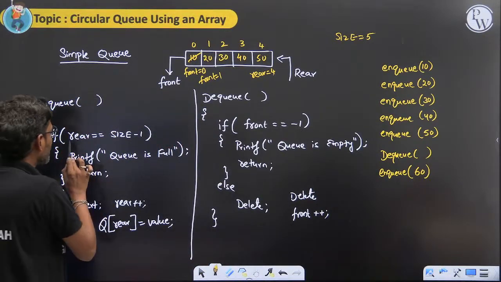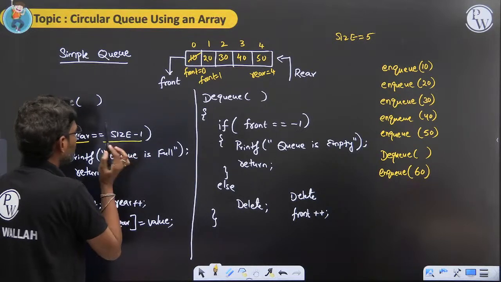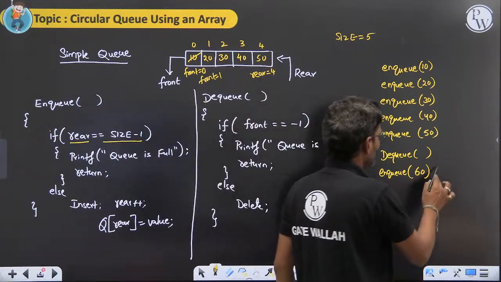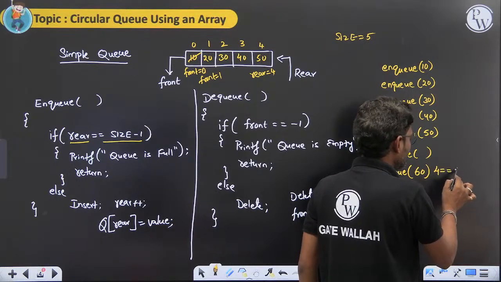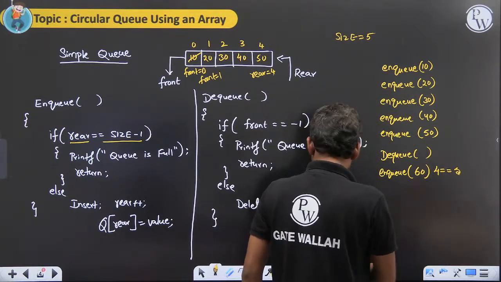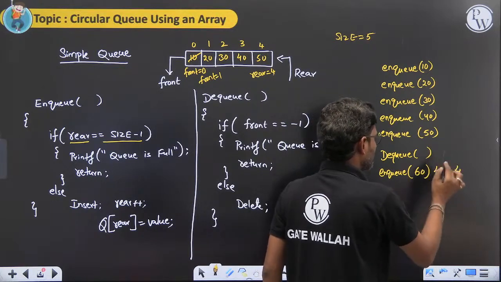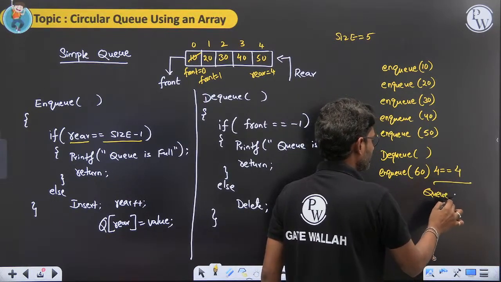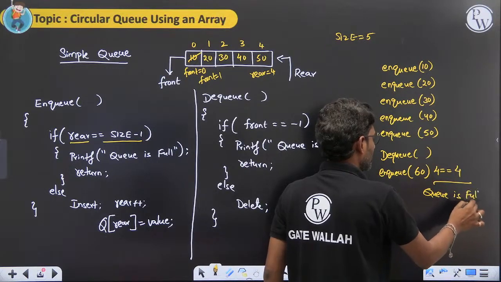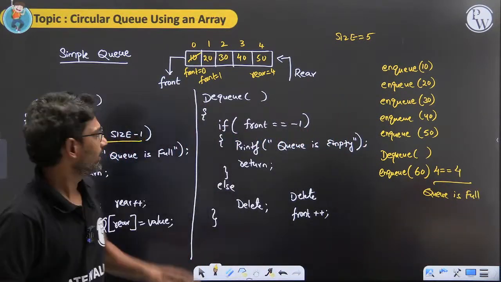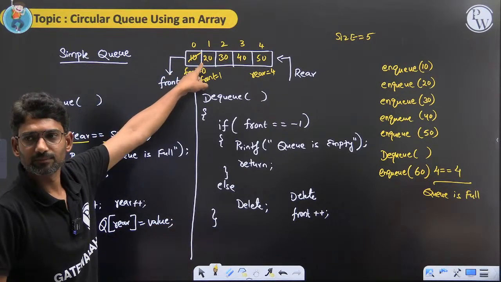And what is it checking? Rear is equal to size minus 1. Rear is still at 4. So as 4 is equal to 4, size minus 1, what does it print? Queue is full. It will print that the queue is full, but actually there is space.